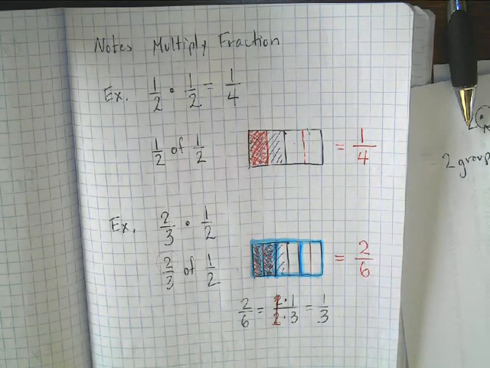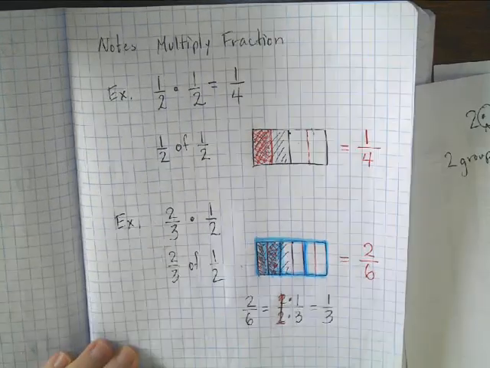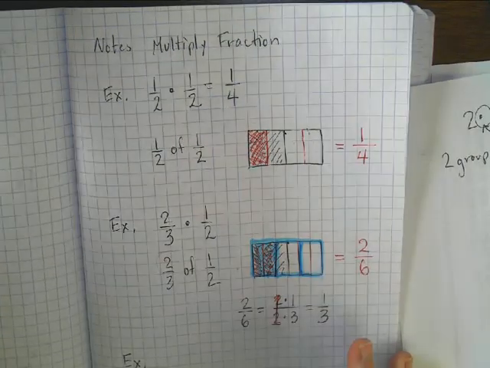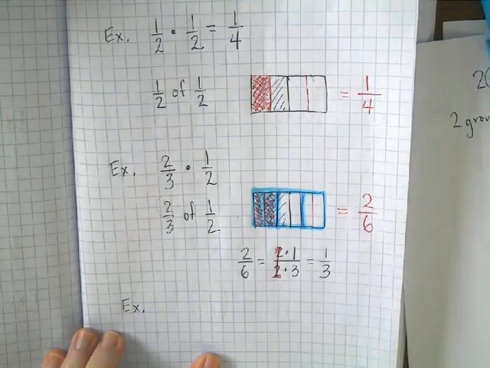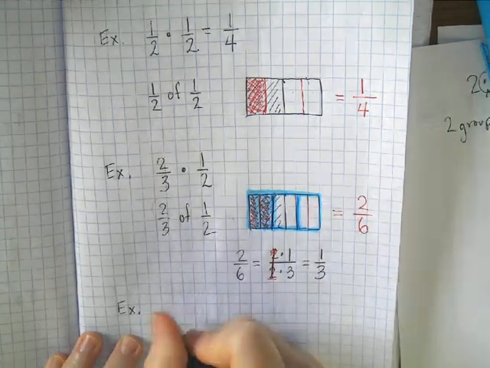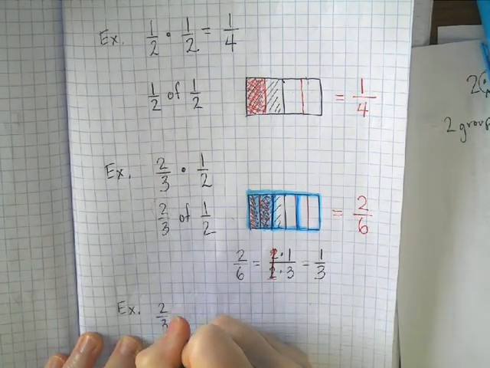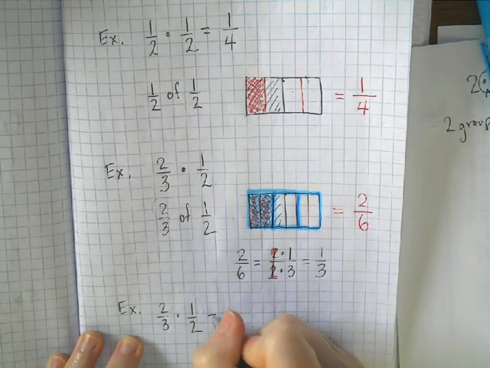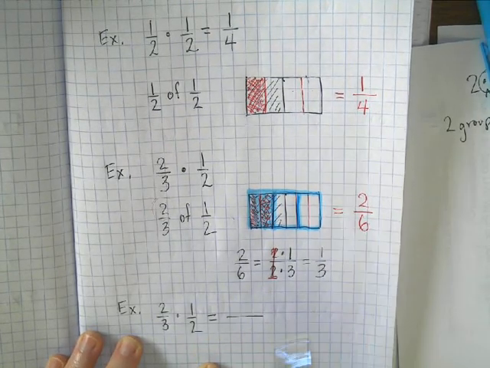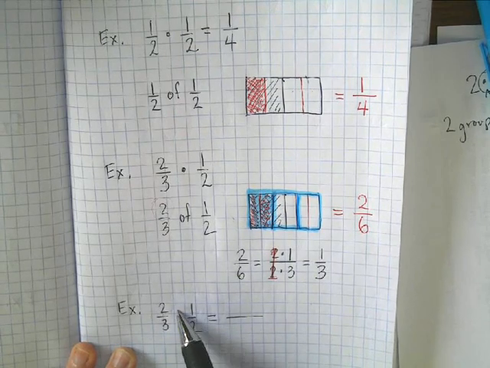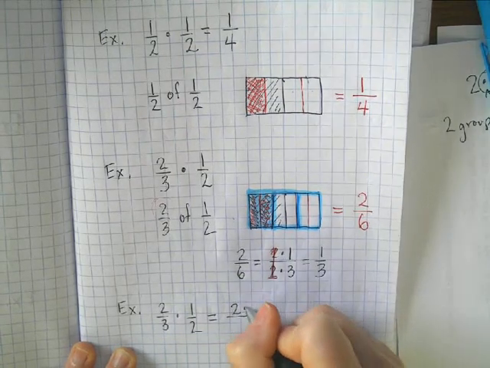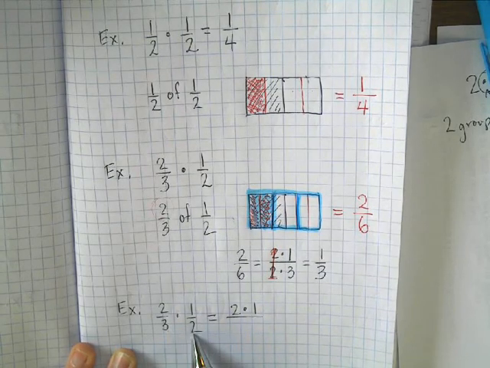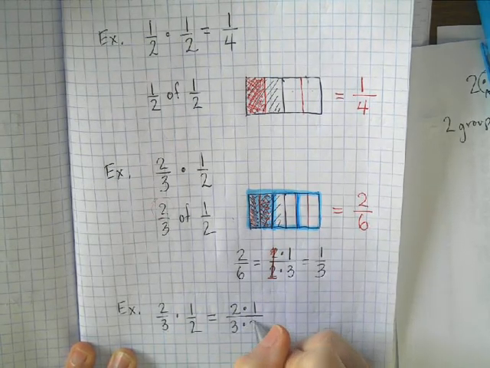Okay, so you're going to be practicing this in Math Space. In Math Space, if you ask for some hints, this is how they're going to show these problems. So if they have 2/3 times 1/2, the way that they're going to show it is they're going to show 2 times 1, 2 times 1, and on the bottom they're going to say 3 times 2, 3 times 2.